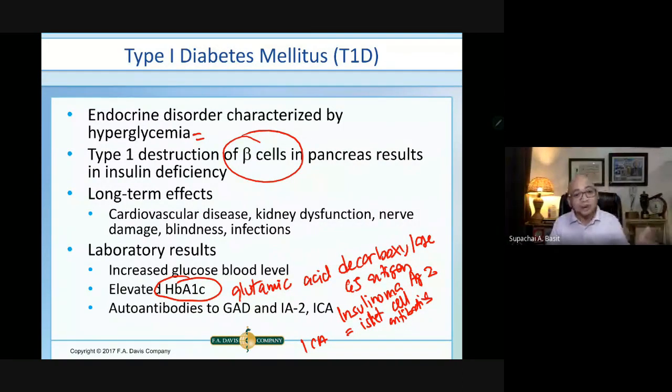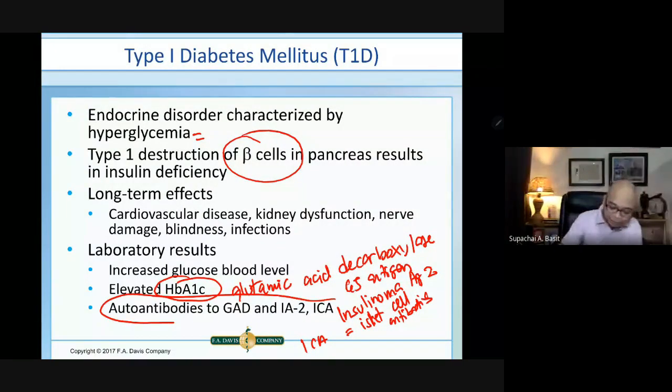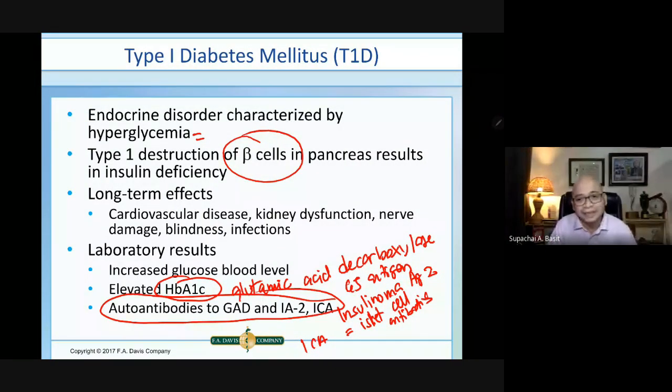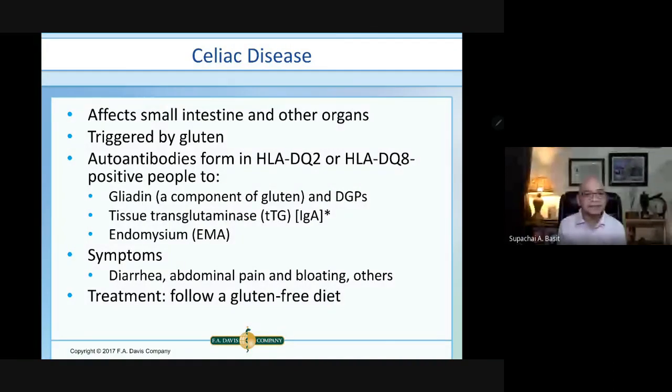IA2 is the insulinoma antigen. So all of these antibodies can be tested to confirm the presence of type 1 diabetes mellitus. And of course, you have to correlate it with elevated blood glucose plus the results of the HbA1c or the glycosylated hemoglobin. Okay, so this time, let's talk about celiac disease.